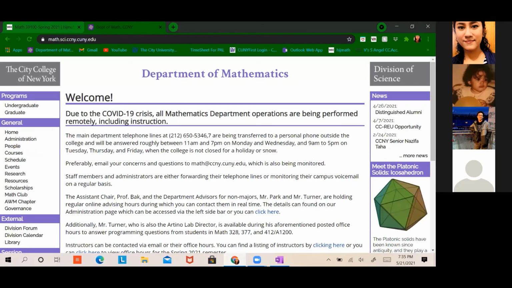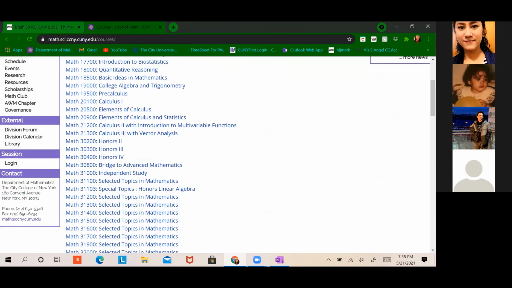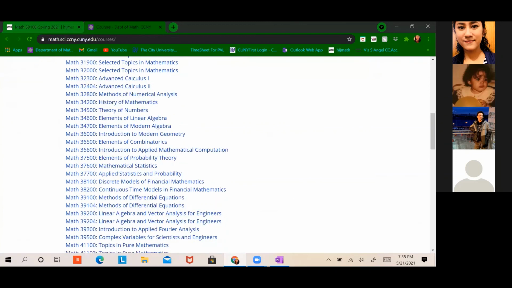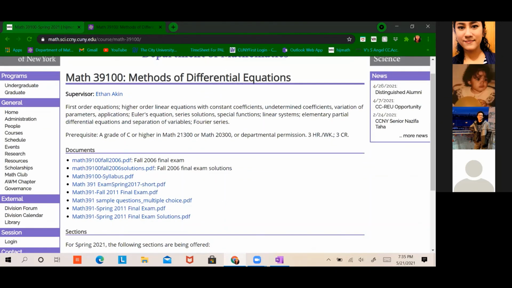If you go to the mathematics department, then go to courses and scroll down to 391, just right here, there are plenty of other practice exams posted. You can do the ones that have solutions, such as fall 2006. That one has solutions. And spring 2011 has solutions too. So you can work on those problems, and I think you'll be in good shape if you do enough practice.